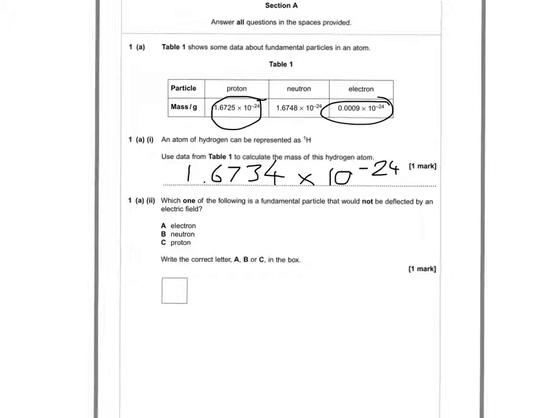Okay, part 2. Which one of the following would not be deflected by an electric field? So what they're asking you to do is to use your mass spectrometer knowledge here. The proton is positively charged, the neutron is neutral, the electron is negatively charged. You should know from your mass spectrometry work that something is deflected by an electric field if it has a charge. So therefore the one that doesn't have a charge is the neutron, which is B. And that was pretty well done, so well done.